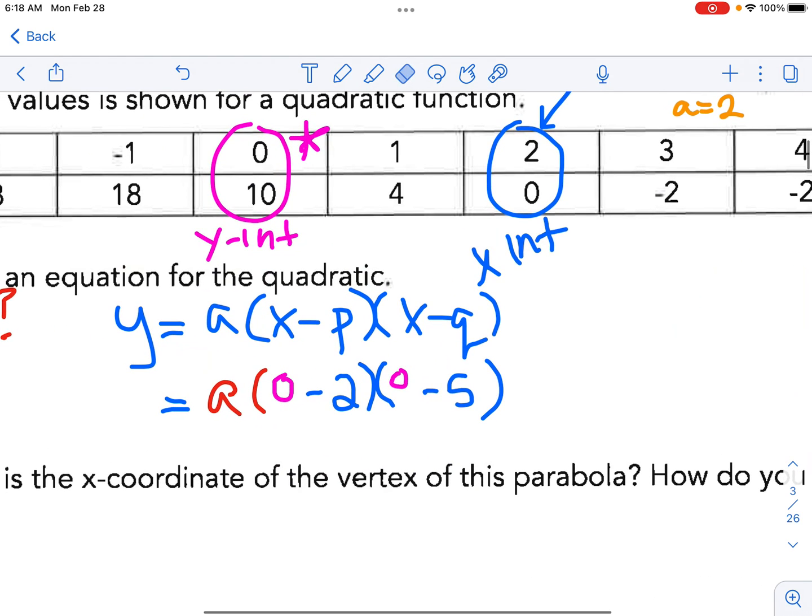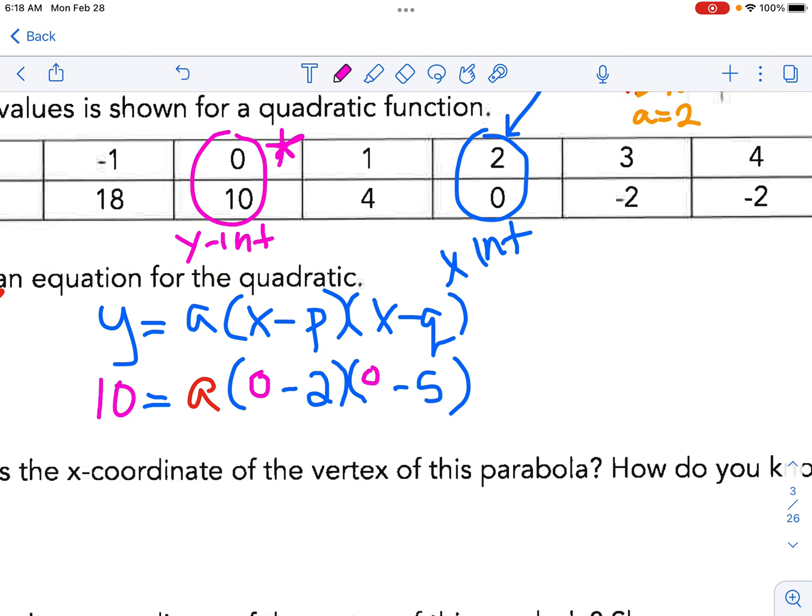And actually, give me a second here. I'm going to get rid of that and make it a blue bracket just for my color coding. And so when x is 0, just like a table here, when x is 0, y is 10. So we're going to put a 10 out here. And now all we have is a left, and we can solve for it.